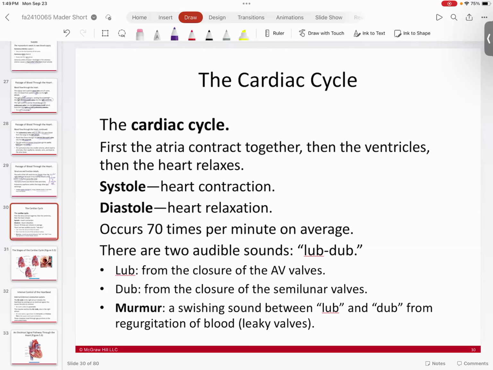So from when the atria contract to when the atria are ready to contract again, that is one full cardiac cycle. It's broken into two main episodes. The first one is what's called systole. Systole is simply a fancy term for the contraction of your heart. This is the contraction phase of your heart. The second phase is diastole. This is basically a fancy term for the relaxation of your heart.